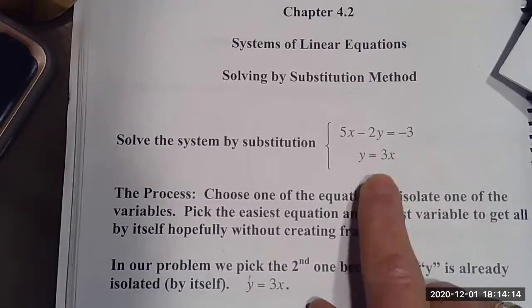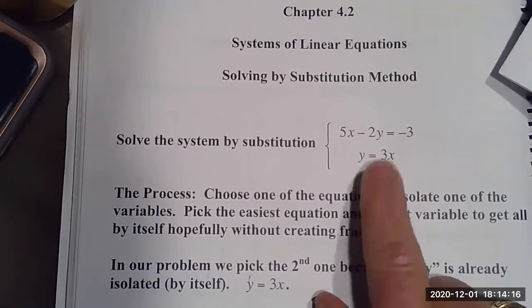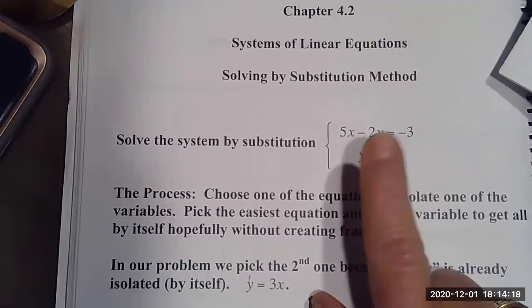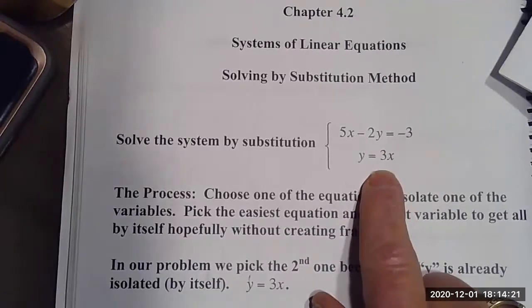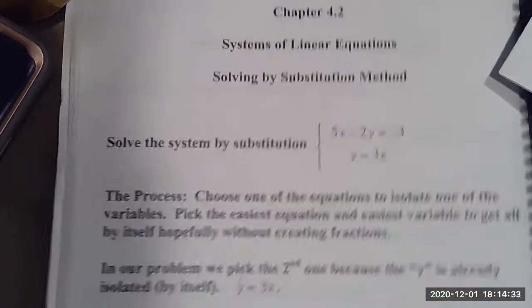All right, look at this one. This one already has a variable by itself. Thumbs up. That's what you want. One of the equations, I should say. Pick the easy equation and get a variable by itself. Here, I'm going to look at future ones, future pairs.